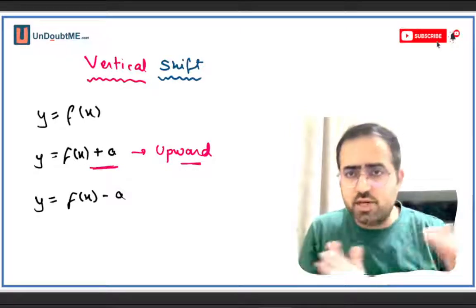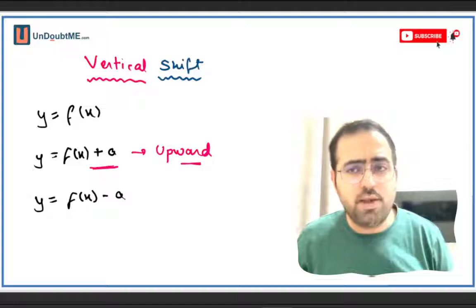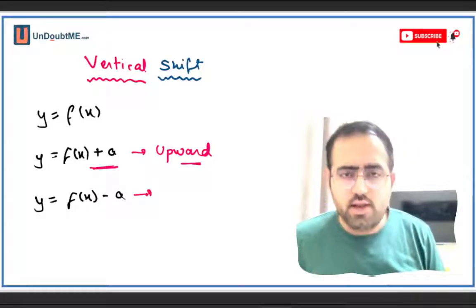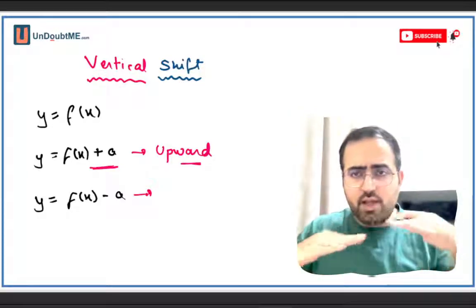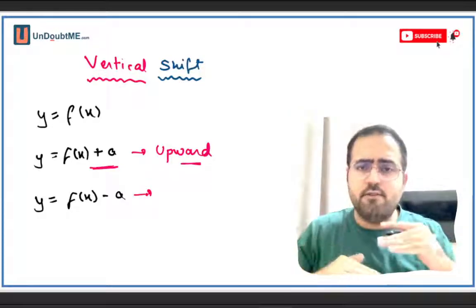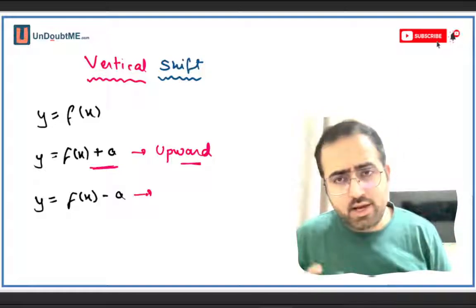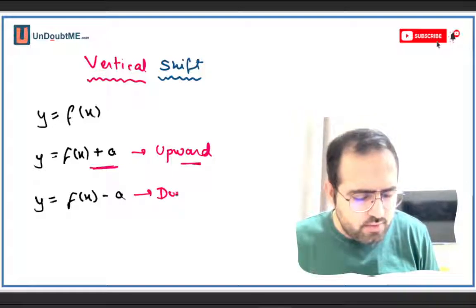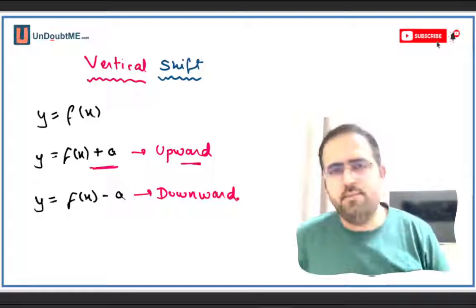Listen to whatever I said carefully. If you want, you can rewatch that part of the video, but this is the only thing you have to apply in all similar types of questions. Similarly, the other one is f(x) minus a. Now f(x) is the reference. If it was f(x) plus a, it was going upward, so if it is f(x) minus a, it should go downward. It is as simple as that. So the transformation in this case will be vertically downward.